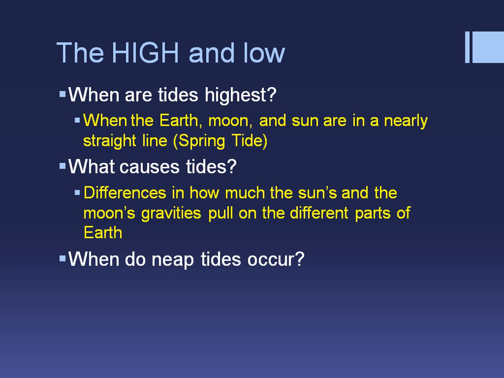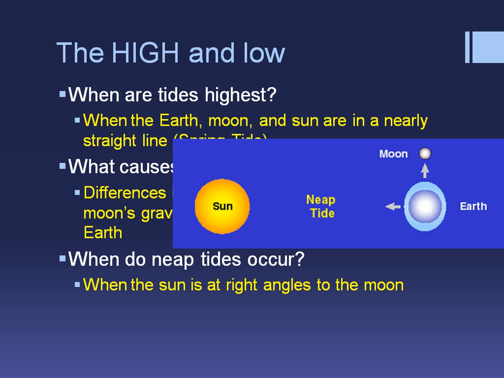Next one is, when do neap tides occur? And that's when the sun is at a right angle to the moon. And we can see in this diagram here, there are actually two phases where that happens. Those are the first and third quarter. That's when the sun and moon are at right angles to each other, which means that you have the forces kind of pulling on each other to try to keep them the same.